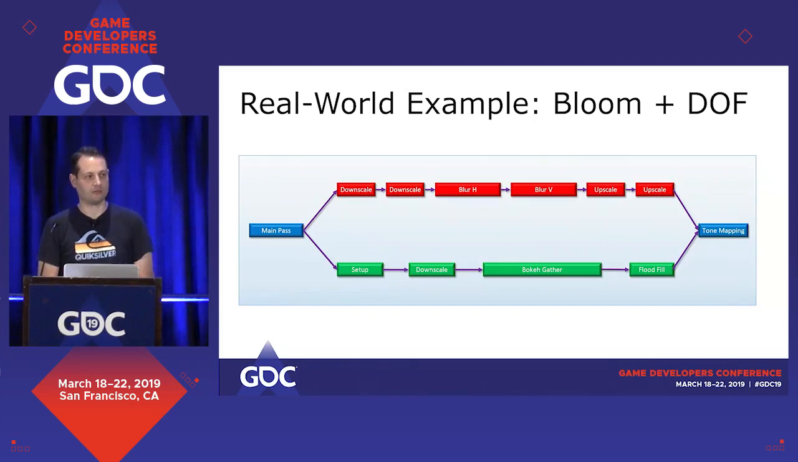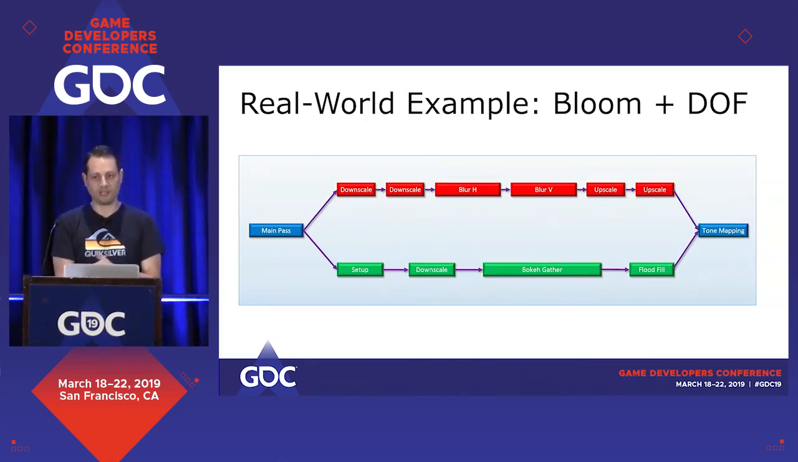So if we look at an actual real-world example that you might see in a typical game engine, this diagram shows a typical post-processing stack, where you might do a main pass that's forward rendered to an HDR render target, and that will feed into two different post-processing operations.